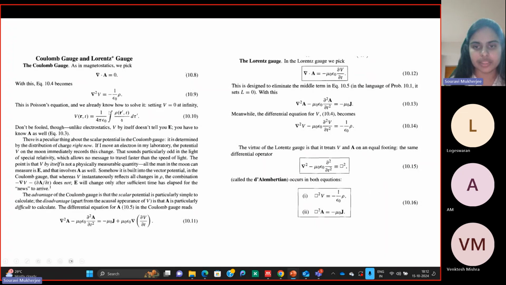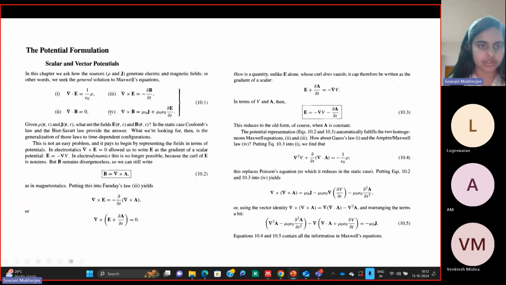So if you are asked to solve this, obviously, if this term goes to 0, that simplifies our calculations, right? So this is one thing. Another is this, right? So this is the scalar potential. We also want to find the vector potential.